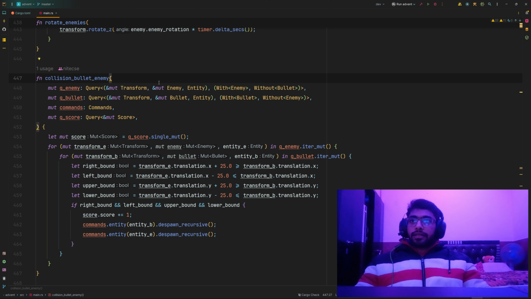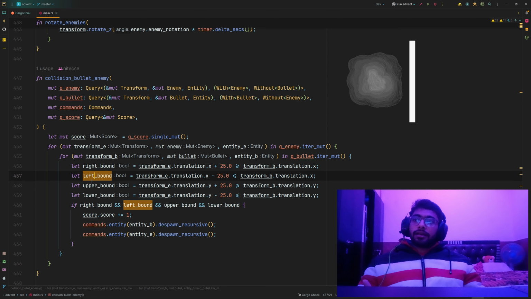And how that is currently being done in our game is we are iterating over all the entities which are enemy, and iterating over all the entities which are bullets. So whenever there is a collision, both bullet entity and enemy entity should be despawned or removed. So we are moving over enemy entities and bullet entities.